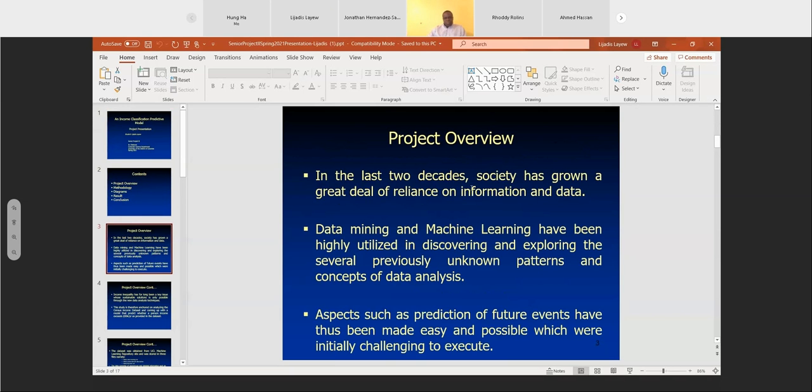In the last 2 decades, society has grown a great deal of reliance on information and data. Data mining and machine learning has been highly utilized in discovering and exploring several previously unknown patterns and concepts of data analysis. Aspects such as prediction of future events have just been made easy and possible, which were initially challenging to execute.